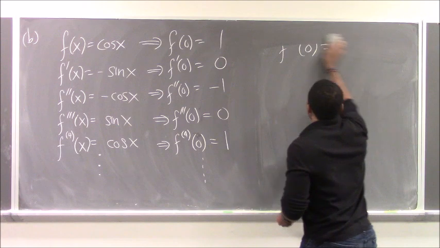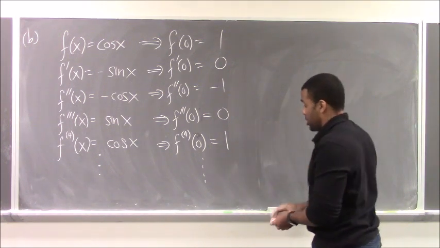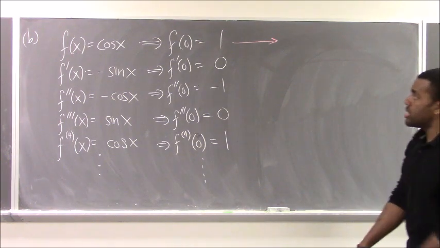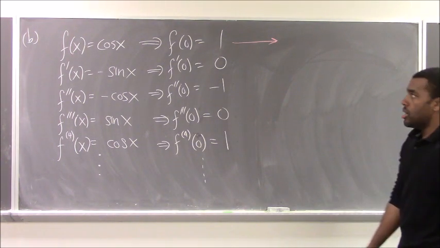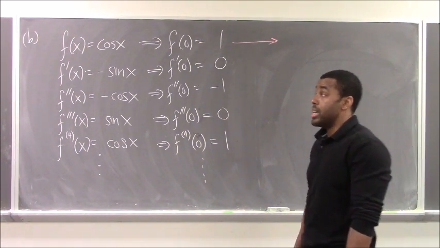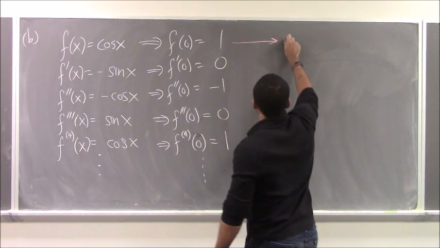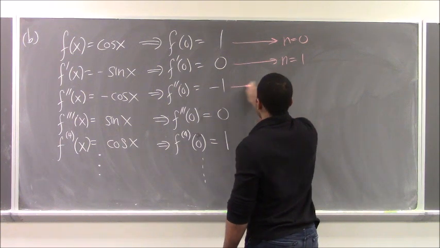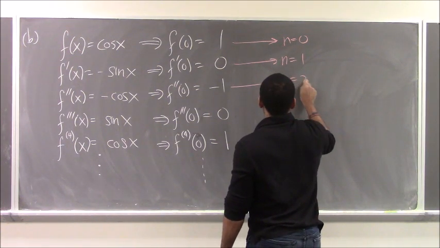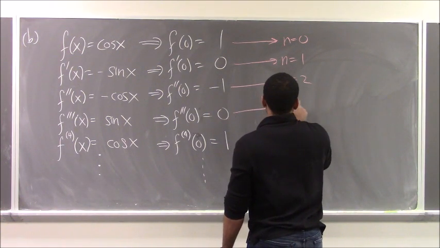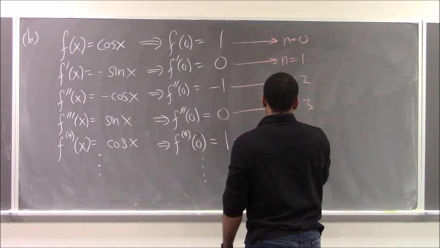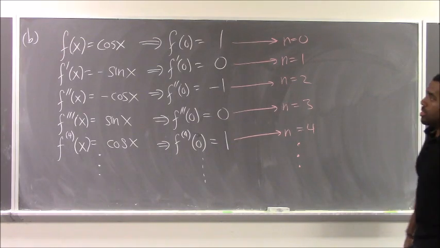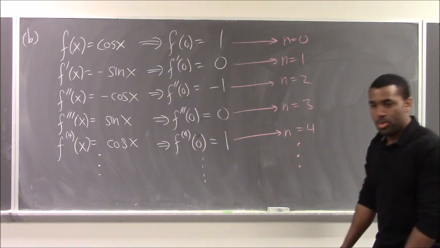I'll give you a hint here. So this guy happened at the 0th derivative, right? So in the series, this is going to be the term you would get when n equals 0. This will be the term you get when n equals 1. This will be the term you get when n equals 2. This will be the term you get when n equals 3. This will be the term you get when n equals 4, and so on. Does that help you come up with a pattern?